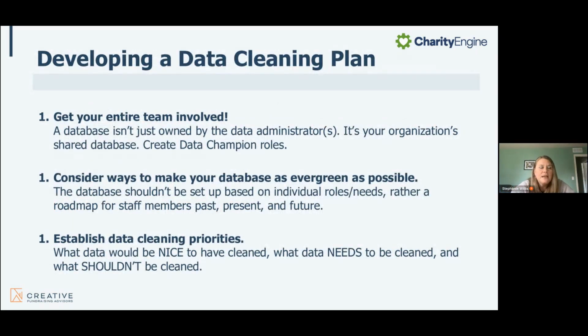Okay. So developing a data cleaning plan. Again, I'm going to go back to get your entire team involved. I've mentioned several times, a database isn't just owned by a database administrator. In fact, there are some clients I have who don't have a database administrator. I've seen the COO, I've seen the chief financial officer, I've seen a fundraiser, I've seen a lot of different people have to wear the hat of database administrator. Bless your heart if you are that person who's like, preach, Stephanie, I'm not a database administrator, and suddenly I am. I see it.